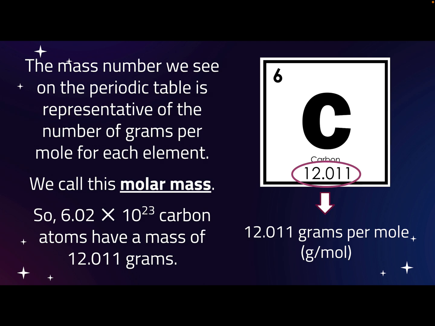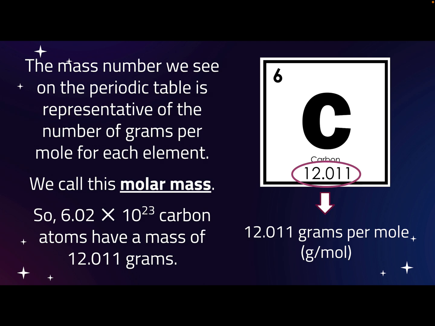So what this is saying is if you had 1 mole of carbon atoms and you put that onto a scale, the scale would read 12.011 grams. So the molar mass refers to the mass per mole for each substance. The ones that you see on the periodic table are the mass per mole for each element. So if you had 6.022 times 10 to the 23rd atoms of carbon, it would weigh 12.011 grams. I'm saying this a lot of different ways, but they're all saying the same thing.